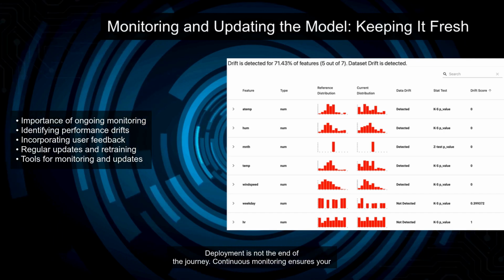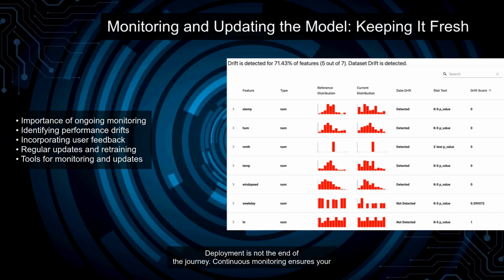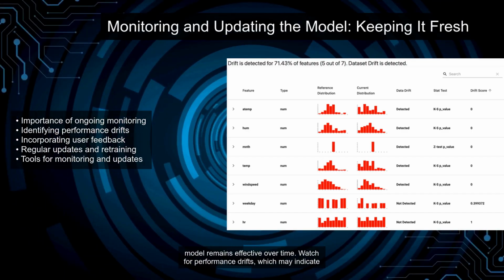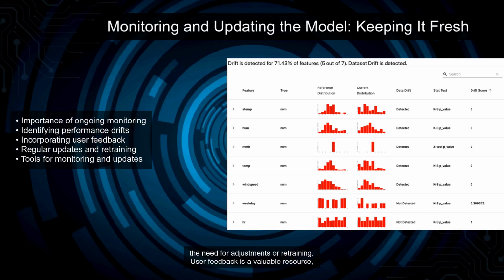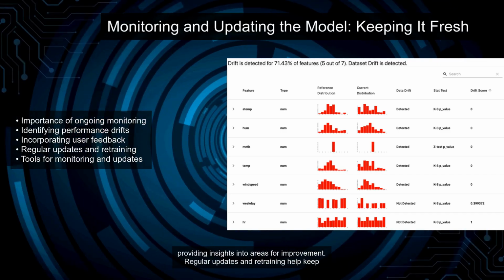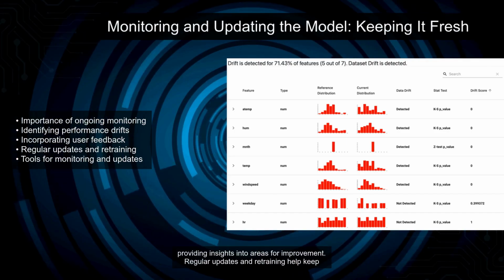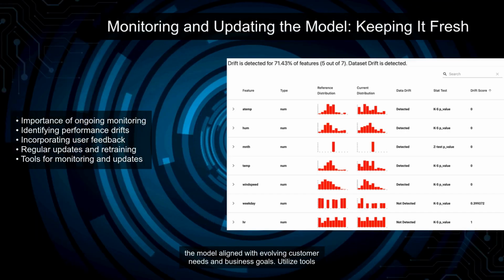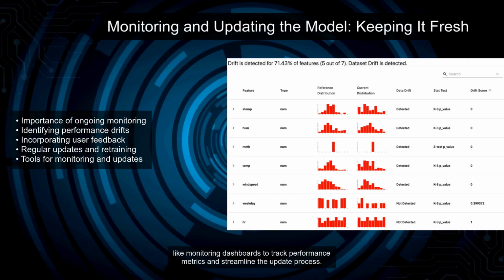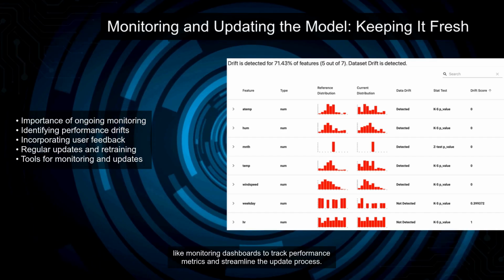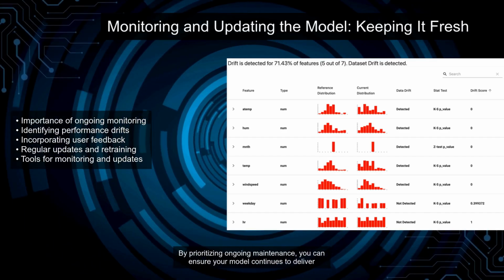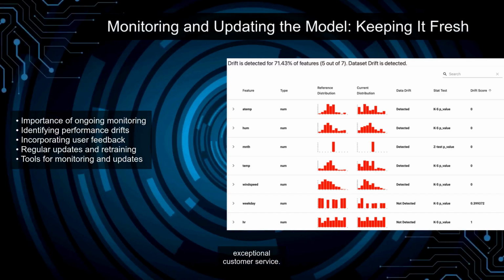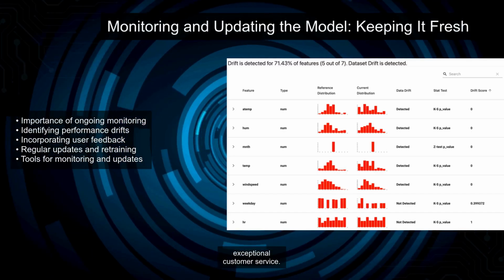Deployment is not the end of the journey. Continuous monitoring ensures your model remains effective over time. Watch for performance drifts, which may indicate the need for adjustments or retraining. User feedback is a valuable resource, providing insights into areas for improvement. Regular updates and retraining help keep the model aligned with evolving customer needs and business goals. Utilize tools like monitoring dashboards to track performance metrics and streamline the update process. By prioritizing ongoing maintenance, you can ensure your model continues to deliver exceptional customer service.